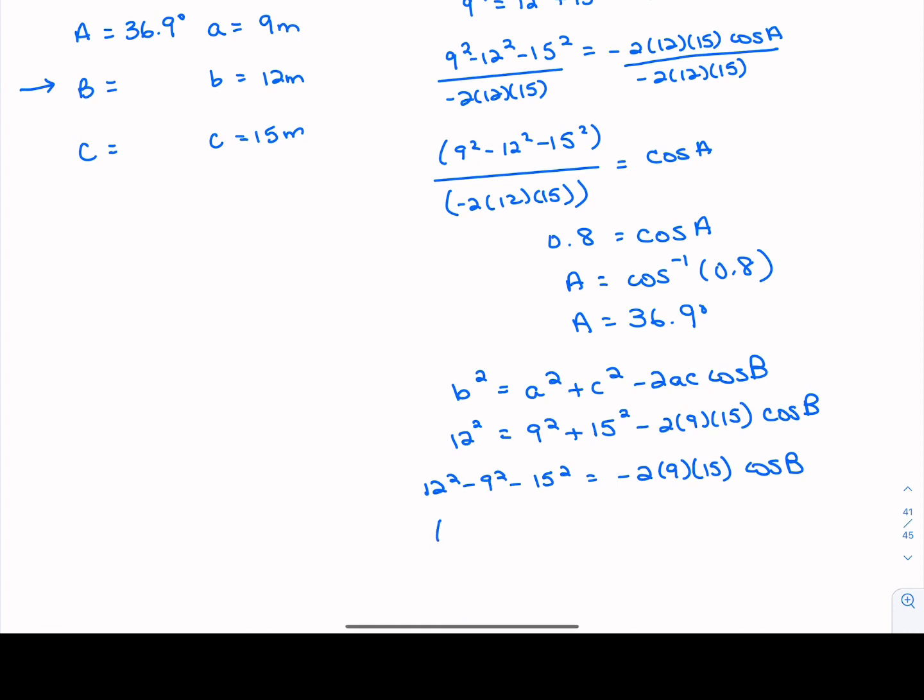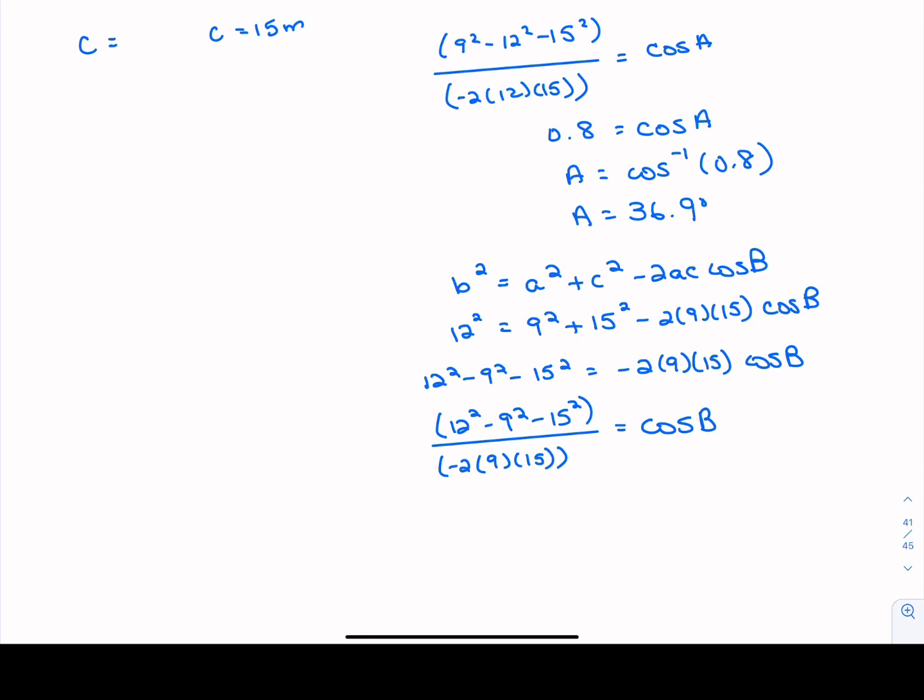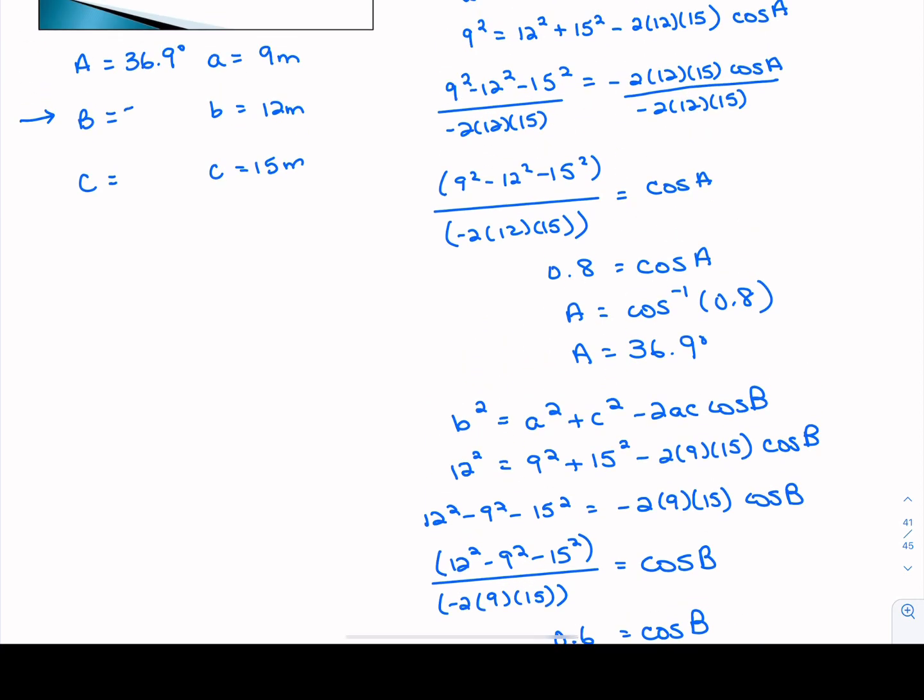So if we were to solve, we would contain that numerator and contain the denominator because we will ultimately divide by negative 2 times 9 times 15 to give us our cosine B value. Once our calculation of that left side is complete, we get 0.6 for our cosine B ratio. So B is going to be cosine inverse of 0.6. And what we find for angle B is that it's approximately 53.1 degrees. So we can go back and fill that into your chart.